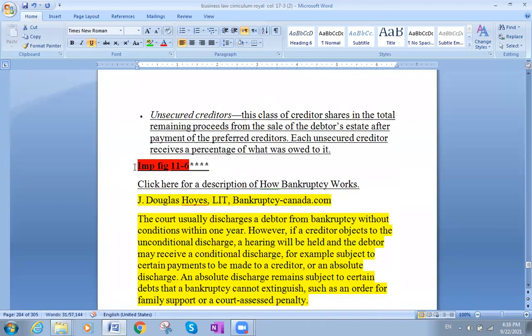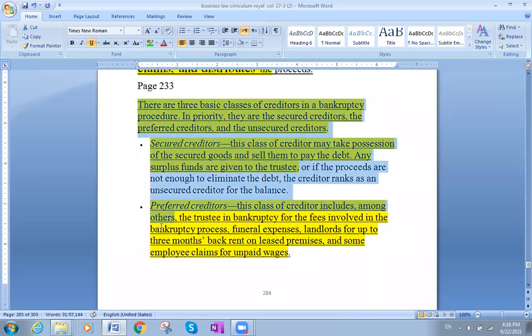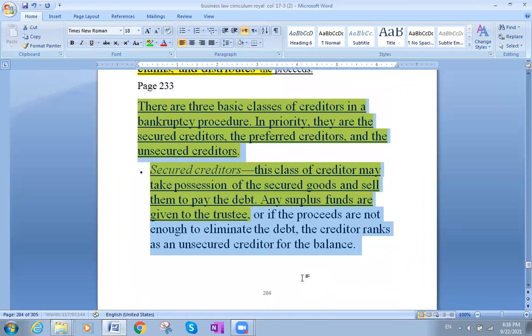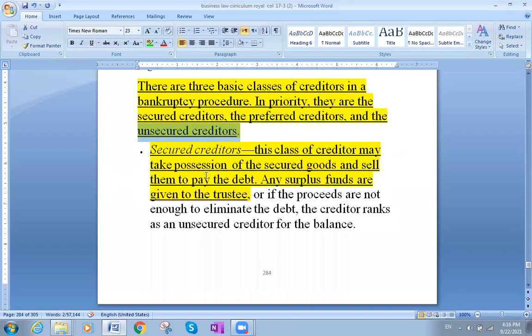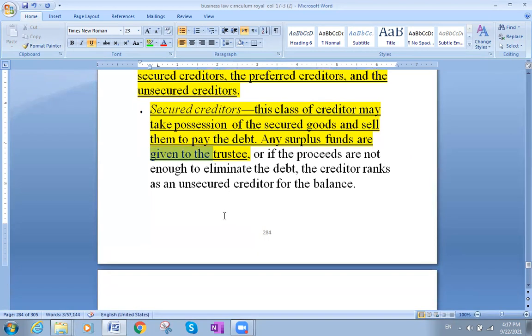We have three kinds. There are three basic classes of creditors in bankruptcy procedures, in priority: the secured creditors, the preferred creditors, and the unsecured creditors. Let us see the difference between them. The secured creditors may take possession of the secured goods and sell them to pay the debts. Any surplus funds are given to the trustee.